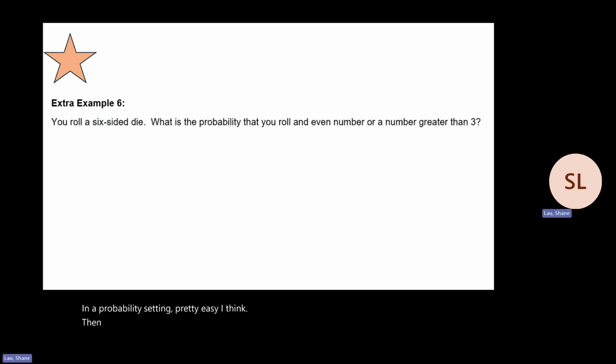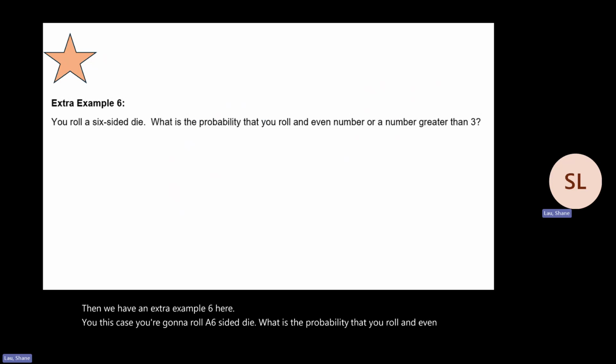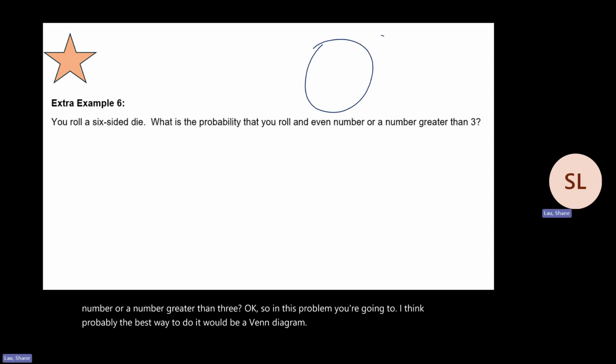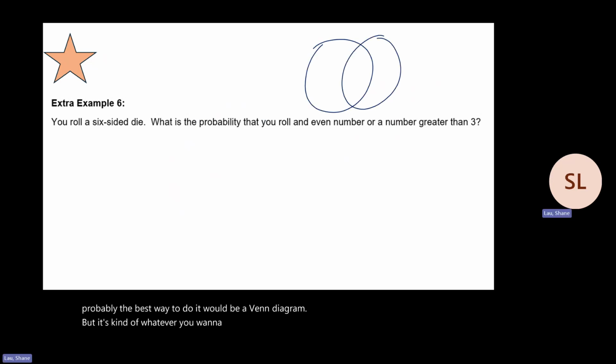Then we have an extra example 6 here. In this case, you're going to roll a 6-sided die. What is the probability that you roll an even number or a number greater than 3? Okay, so in this problem, I think probably the best way to do it would be a Venn diagram. But it's kind of whatever you want to do, whatever you think is easier for yourself.